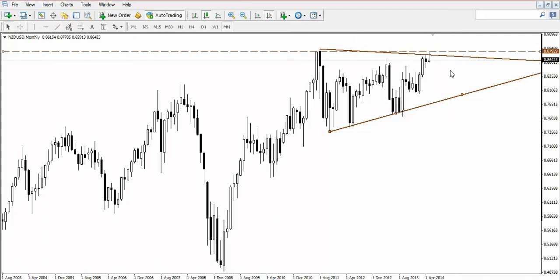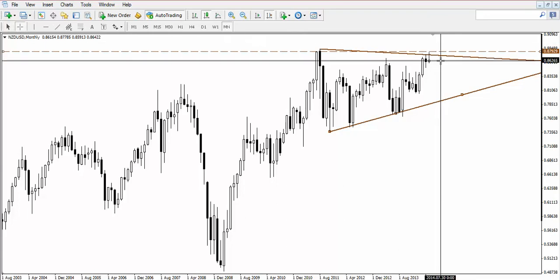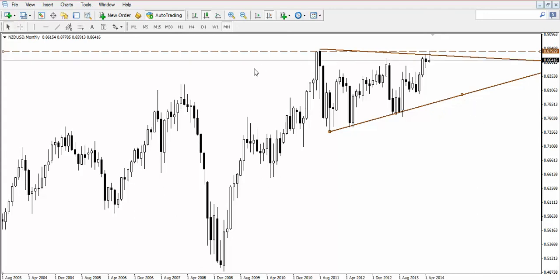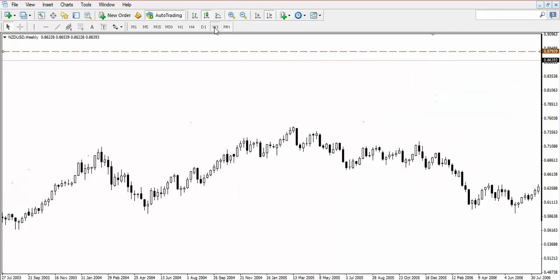Okay, so we've got a bit of a triangle going on here, and you know, even if all we do is go down and retouch this trend line down here, then you're still looking at 730 pips, which, believe me, is a nice trade.